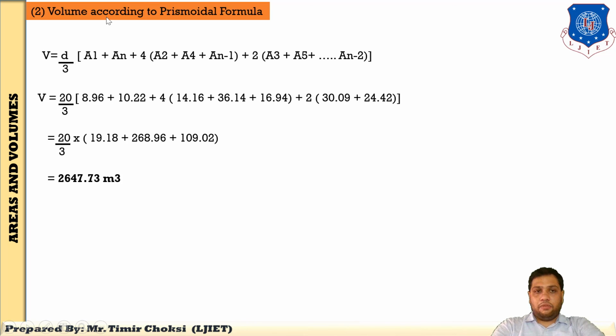Now last, volume according to the Prismoidal formula. Simple equation: you know that V equal to D by 3, into first area plus last area, plus 4 in bracket sum of even cross section areas, plus 2 in bracket sum of odd cross section areas. Okay, so put the values of all the areas and the volume according to the Prismoidal formula is 2647.73 meter cube. So this is the volume according to the Prismoidal formula.